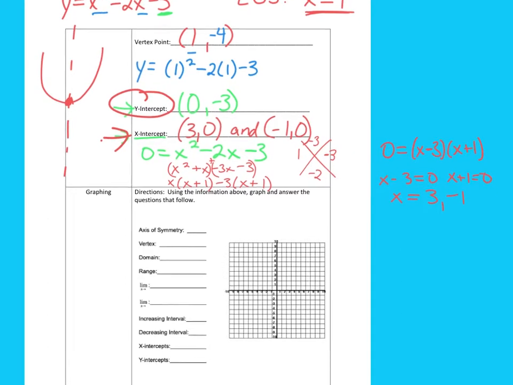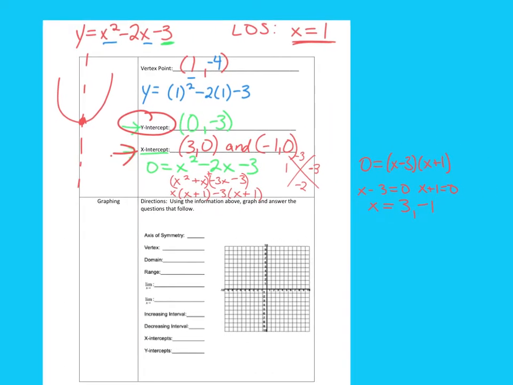All right, so using this exact same equation, we just did all the hard stuff, okay? So now we just got to throw it on this graph and do a couple more things. Axis of symmetry we said was what? X equals 1. So line of symmetry, axis of symmetry, it just means the same thing.